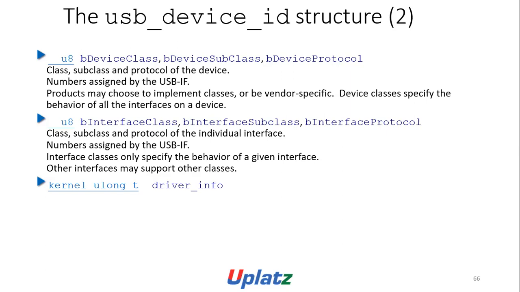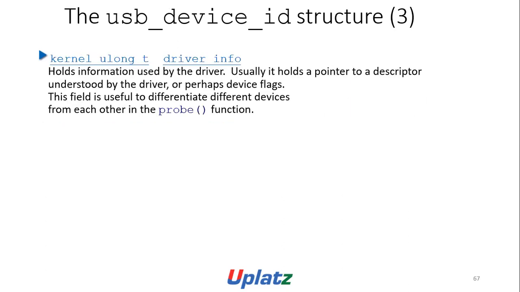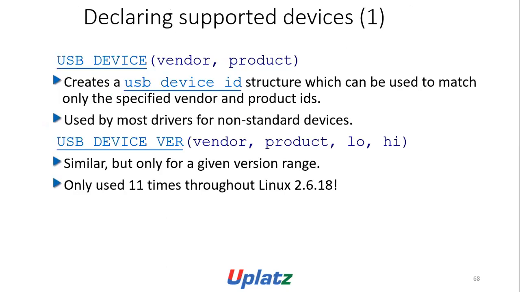kernel_ulong_t driver_info holds the information used by the driver. Usually it holds a pointer to a descriptor understood by the driver, or perhaps a bug flag. This field is useful to differentiate different devices from each other in the probe function.